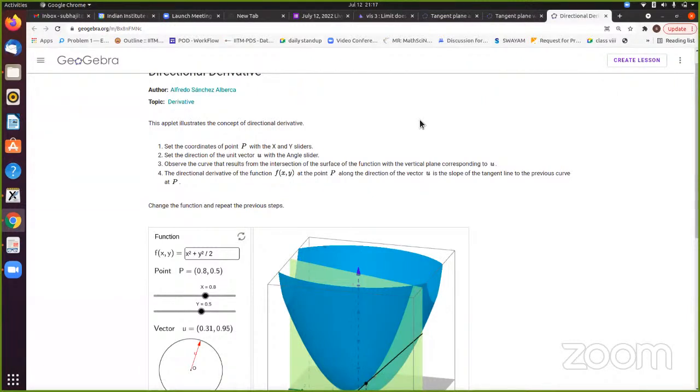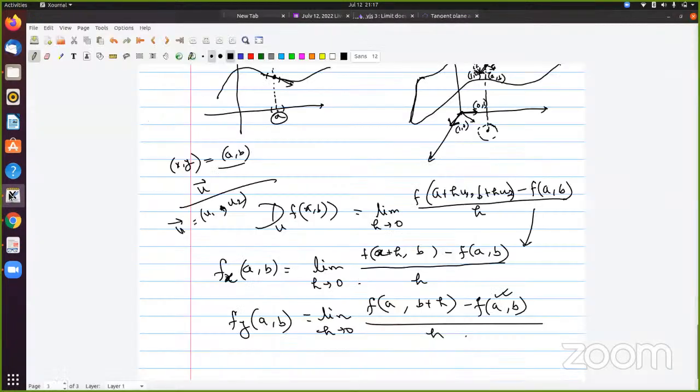Now, in the definition, if you check, the limit does not exist, that can happen, right? We have seen some functions where the limit does not exist. If the limit in this definition does not exist, then the directional derivative does not exist. It can happen.